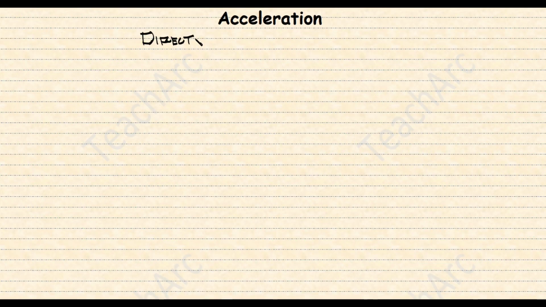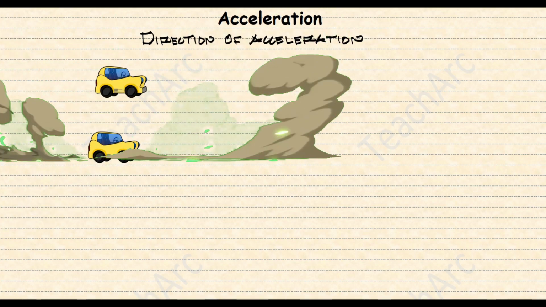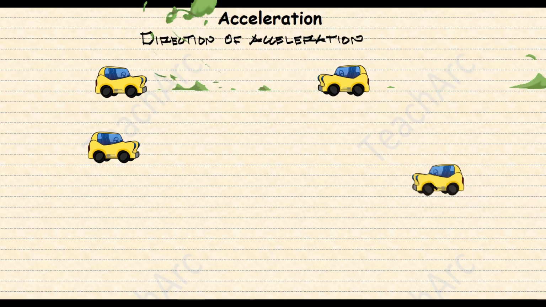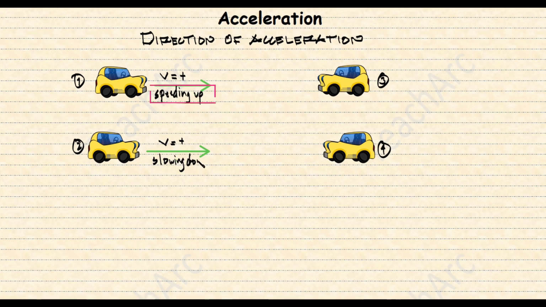The most confusing aspect of solving acceleration is the direction. Let's say we have 4 cars here. The first 2 cars are traveling to the right, which I assume is the positive direction, making velocity positive as well. Now, if the first car is speeding up, then the direction of the acceleration is to the right as well. If it slows down, then the direction would be to the left, or negative.